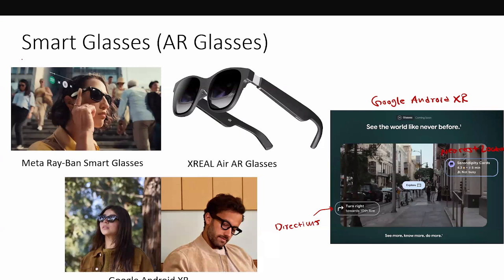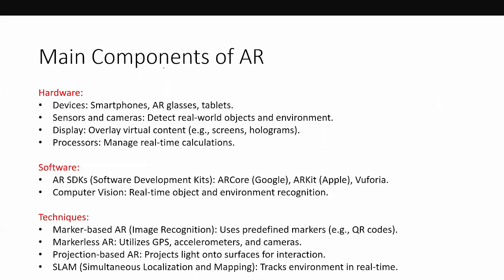Right? So please remember this term, smart glasses, okay? And then the main components of AR, smart glasses. Hardware wise, we need smart glasses or AR glasses, tablets, and then we need sensors and cameras, right, to detect the real world objects and environment. Now this is where we need the help of computer vision, right? So we need to detect these objects, right? And we need a display, that means a virtual display, to overlay virtual content, right? Screens and holograms, right? So we need to generate virtual overlay content, right?